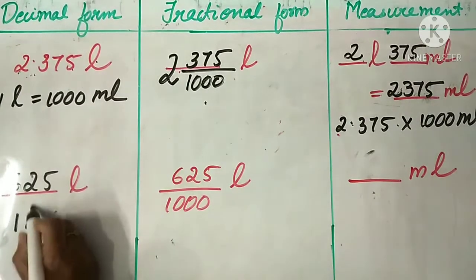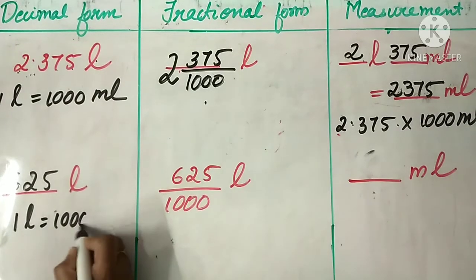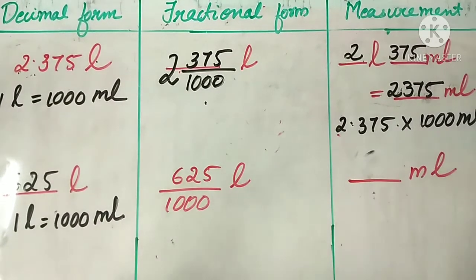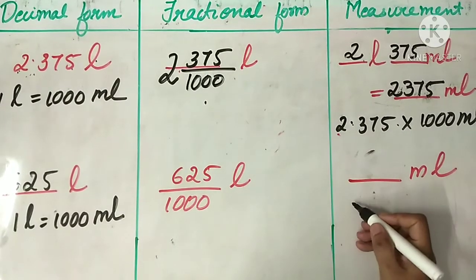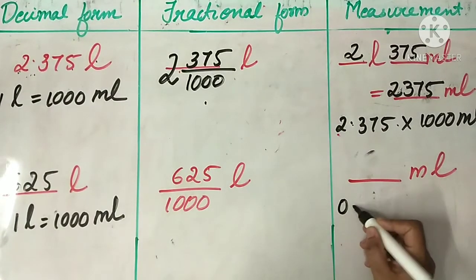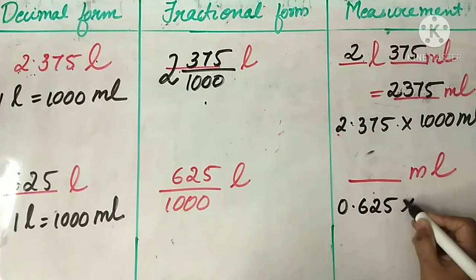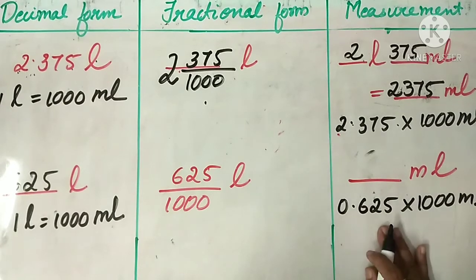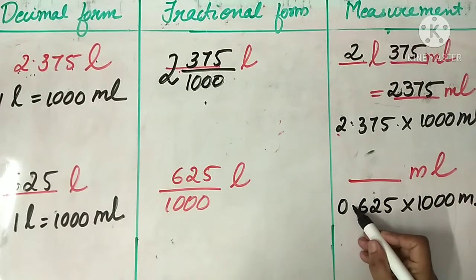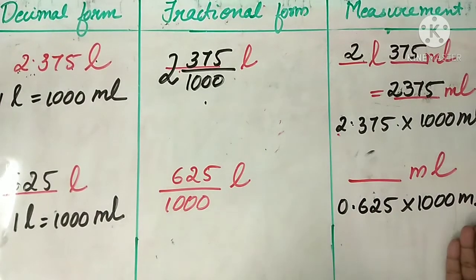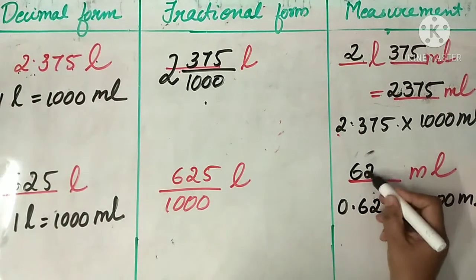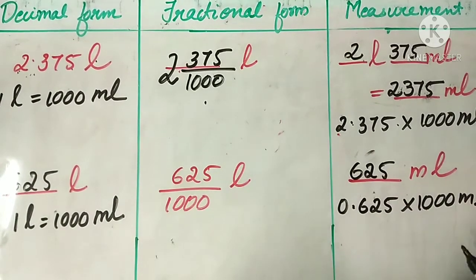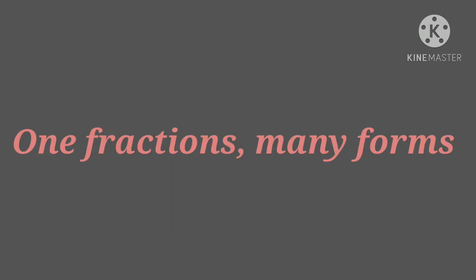Then how will we convert this into milliliter? We know 1 liter is equal to 1000 milliliter. So to convert this into milliliter, we need to multiply with 1000. 0.625 into 1000 milliliter. When we multiply, the point has to jump 3 times to the right side. So the answer is 625 milliliter.